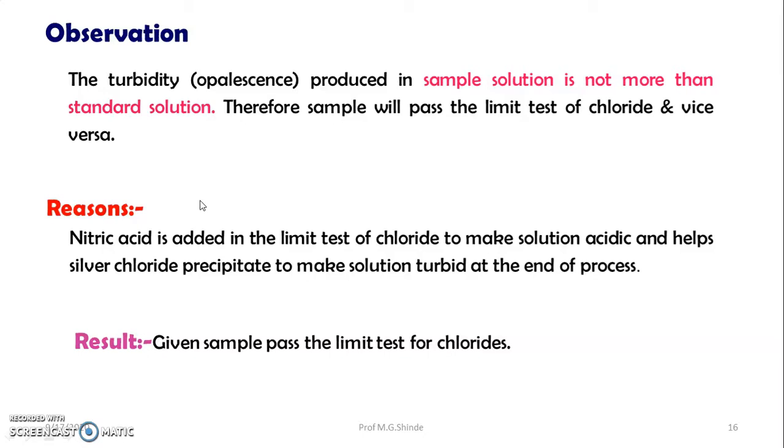Now we have used nitric acid here. The reason behind adding nitric acid in the chloride limit test is to make the solution acidic, and it also helps silver chloride to precipitate to make the solution turbid at the end of the process. So finally we can conclude that the given sample passes the limit test for chlorides.